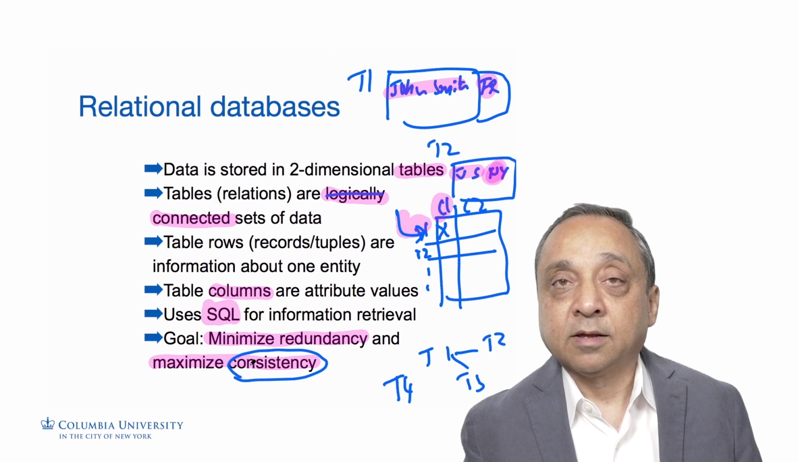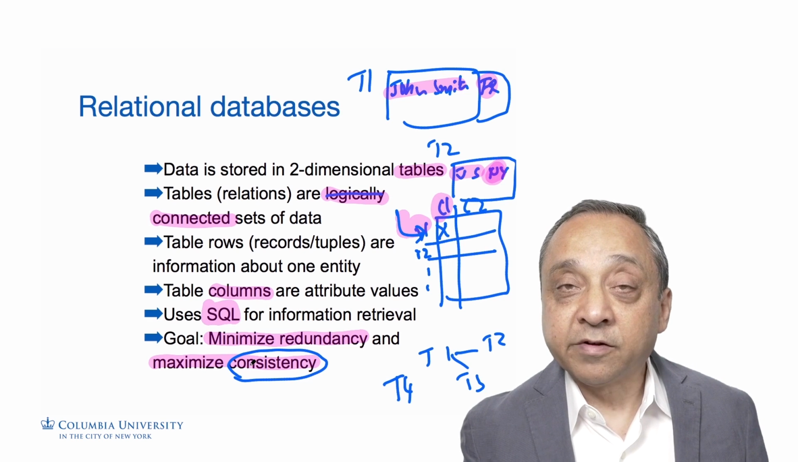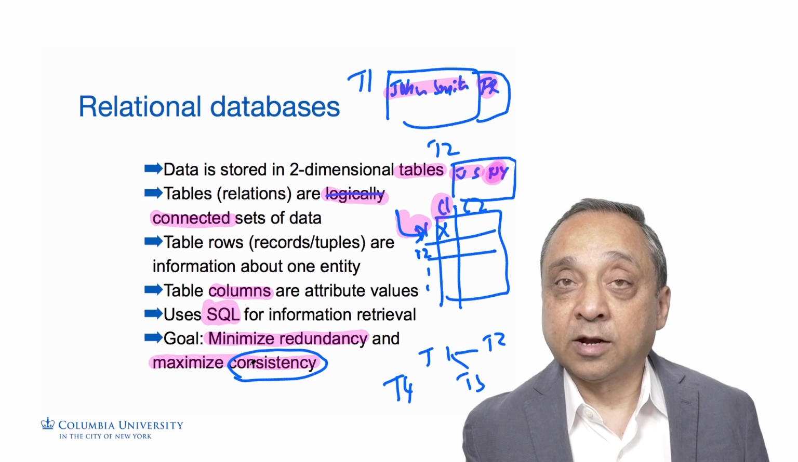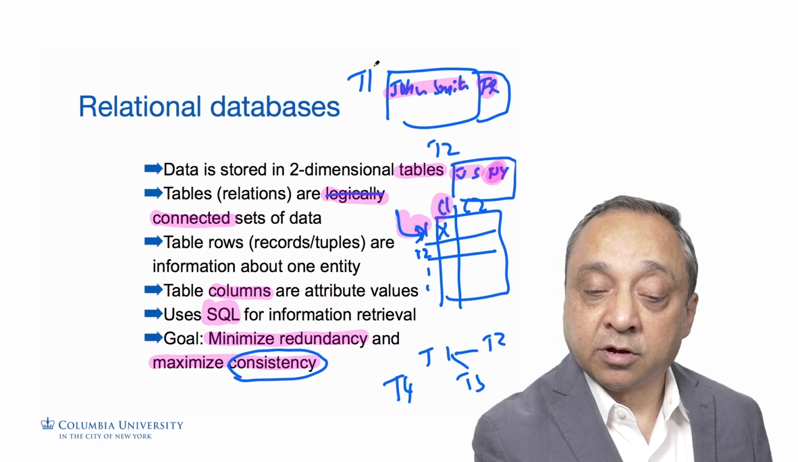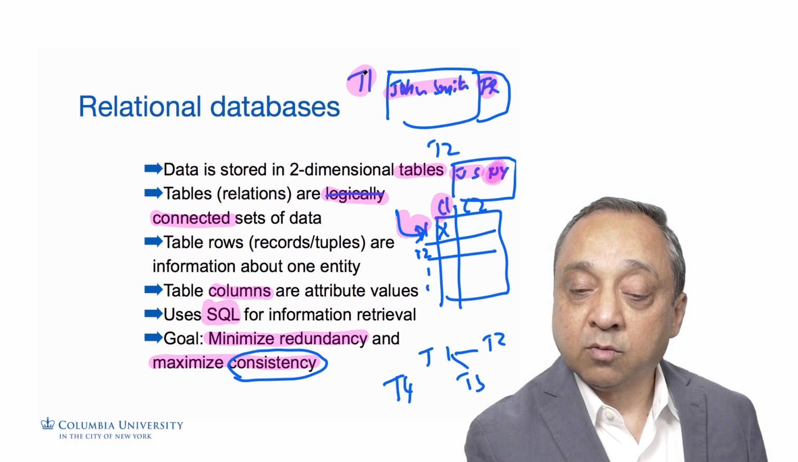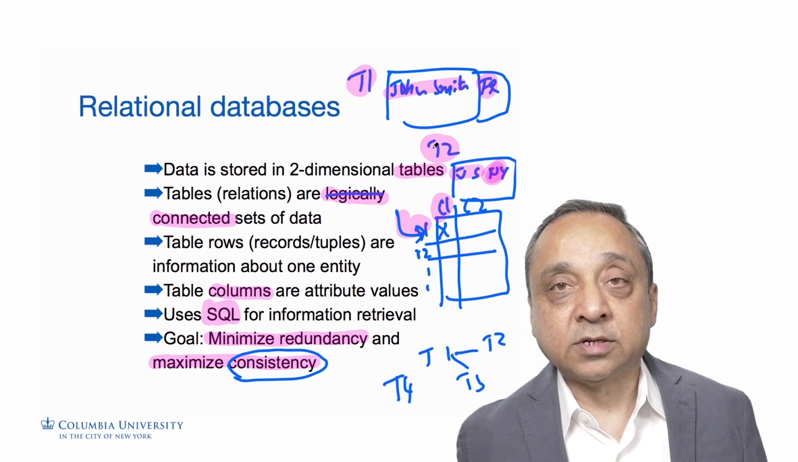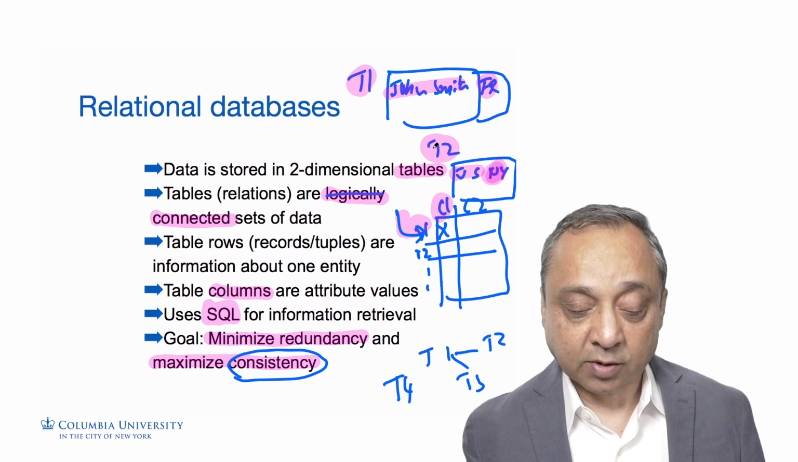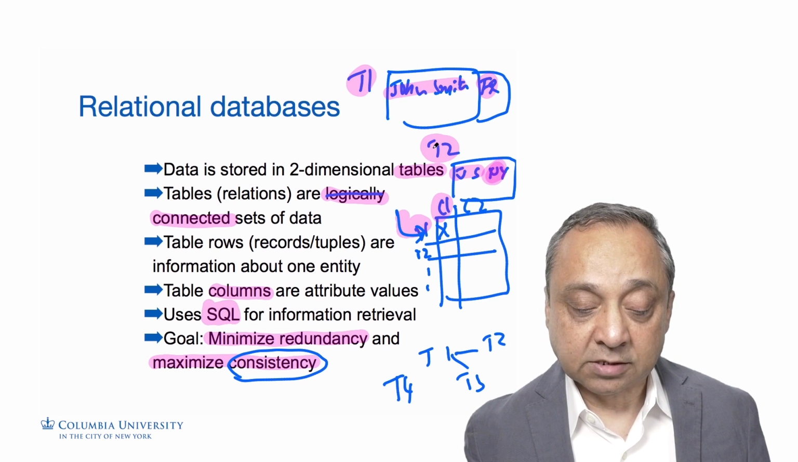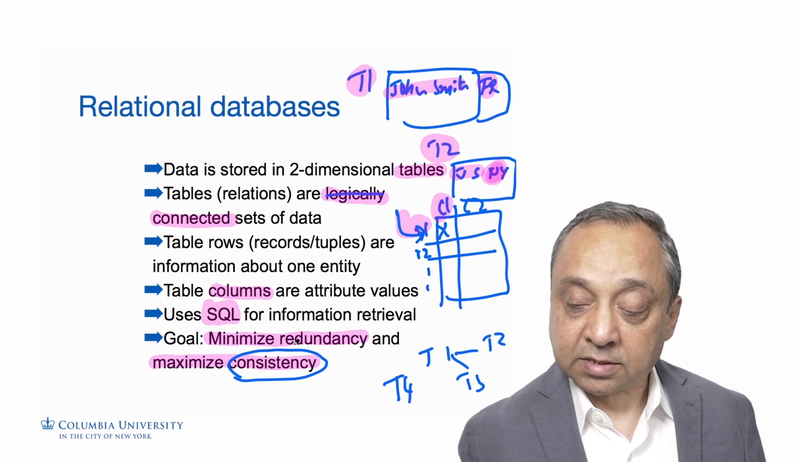Consistency means that the database should give you the same answer to the same query, irrespective of how that query is executed. In the case of our example here, if the query was executed by looking at T1, we get one answer. If the query is executed by looking at T2, we get a different answer. So that's inconsistent. So redundancy leads to inconsistencies, and of course to wasted space and all kinds of other not so nice things as well. And the goal in a relational database is to make sure that we have minimal redundancy and maximal consistency in the database.